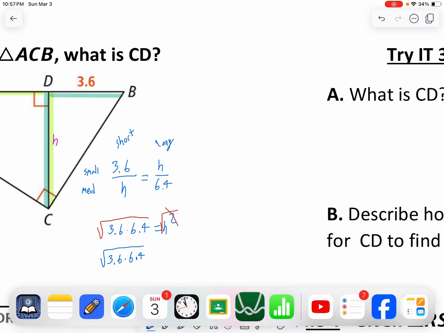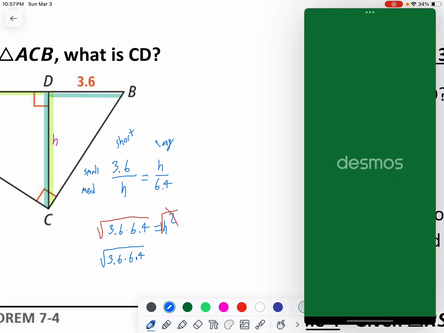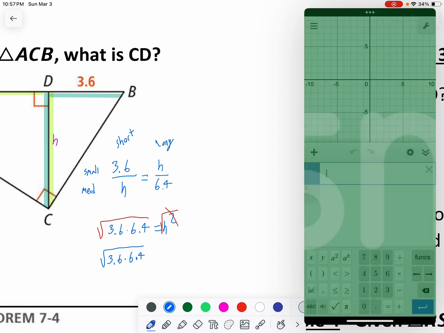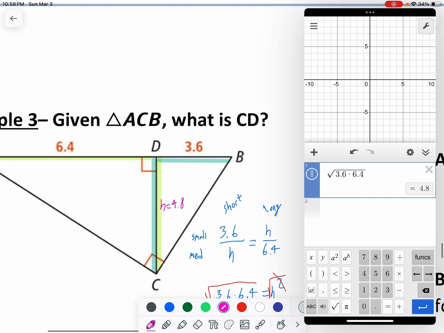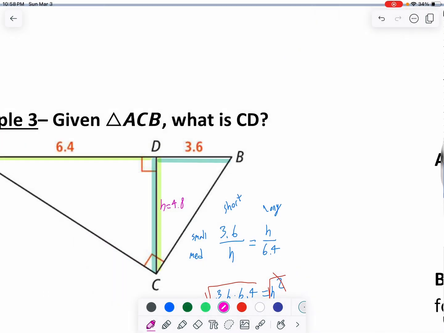Using your calculators, you can plug that in. I'm going to use Desmos right here. And let's get it pulled up. There we go. 3.6 times 6.4. 4.8. H is equal to 4.8. All right. So now we know what our length is. 4.8.